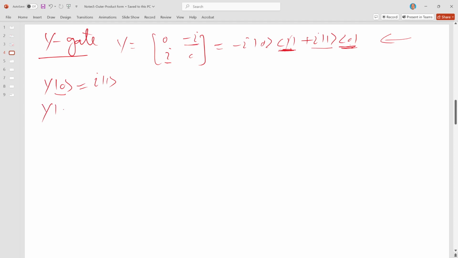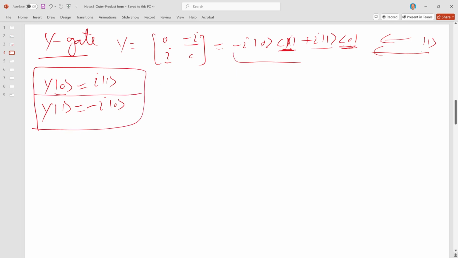So similarly, when Y applies to |1>, so essentially means that |1> is coming from this side. So this <0|1> would be 0. So <1|1> would be 1, and I'll be left with the -i|0>. So we see that this notation actually has another interpretation as well. That this is just telling us how this state transforms to this state. So this |1> state transforms to -i|0>, and the |0> transforms to i|1>. So this is essentially the intuition, or the operation of the gate is already encoded in this.